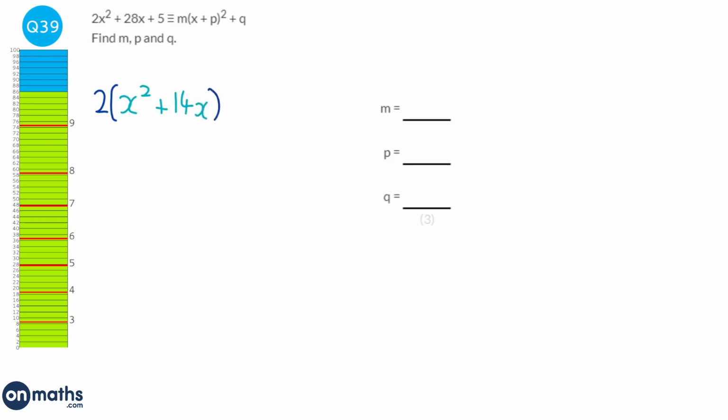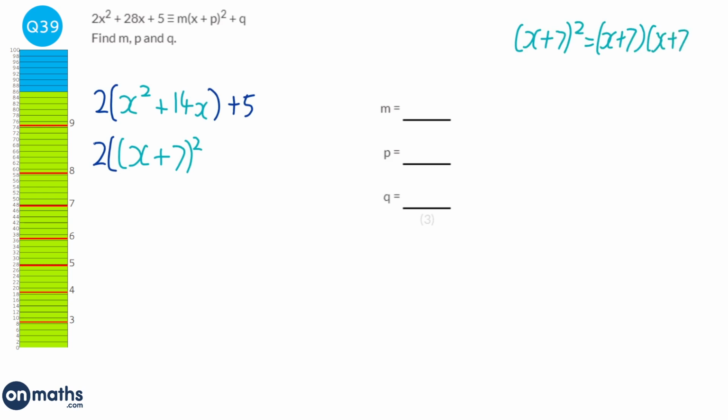And we just leave this plus 5 at the end. That plus 5 really only ever comes into use at the end. Now we're going to complete the square here. So that will give us brackets x plus half of the x coefficient, which is 7, squared. And I'm just going to expand that quickly here. So (x plus 7) squared is the same as (x plus 7)(x plus 7).